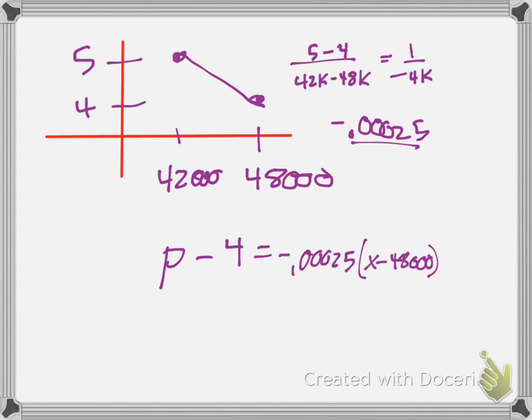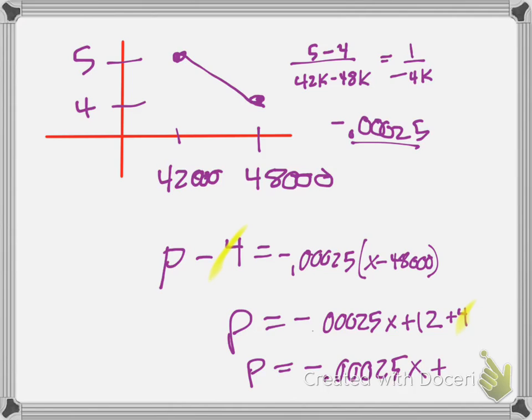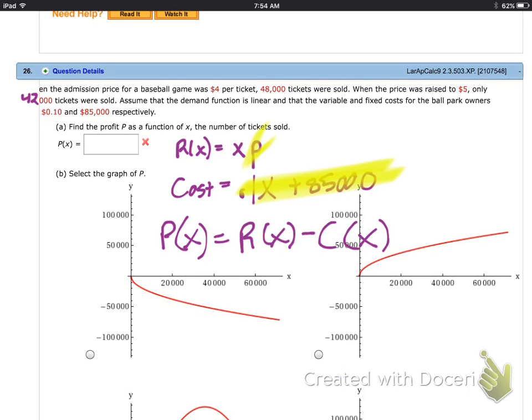I just need to solve for p, maybe do a little simplifying. And p is price, right? Remember, that's our price on the left-hand vertical column instead of a y. So here goes: negative 0.00025, and then I distribute that times 48,000, and I get 12. I add the 4 to both sides, as you can see right there. If I simplify that just a wee bit, negative 0.00025x plus 16 is our demand curve, our price-demand curve. If I take that back to the very beginning of this particular problem, I'm going to skip back just a little bit.